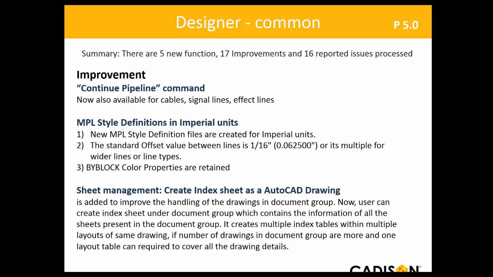But I took for me one of the important points that I can say: whenever we are talking about signal line or cable or whatever, it was not possible to make a continuous pipeline. In the release note you will not find this word continue pipeline, you find only the word continue line, but the real command in CADISON 15 is called continue pipeline. So with this you can now go for cable, signal lines, effect lines. You can go between the motors and pumps if you have this line connection. So the system now takes all the data and you can continue these lines.